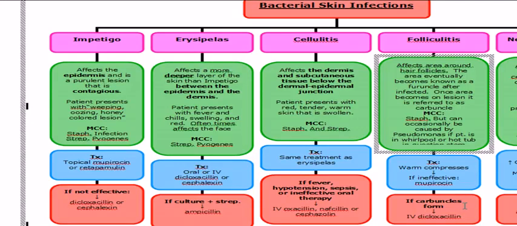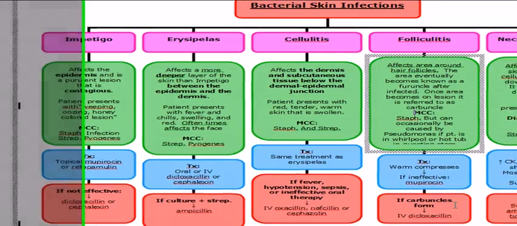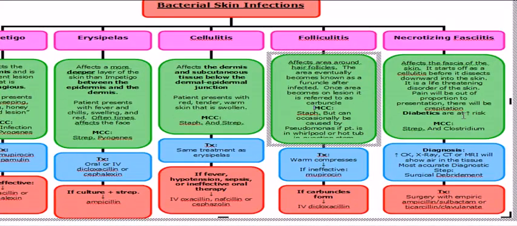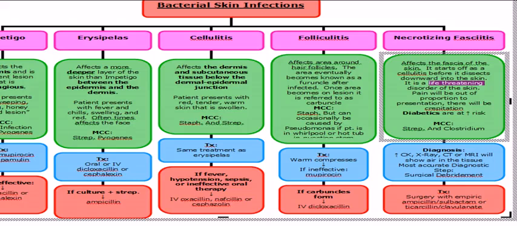Finally, our worst one is necrotizing fasciitis. Longest word, worst one, all right? It's going to start off with cellulitis, but it's going to dissect downward into the skin. It's life-threatening. Remember that. It's life-threatening. So what are the things that we have to know? Necrotizing fasciitis, life-threatening. Impetigo, contagious, okay?